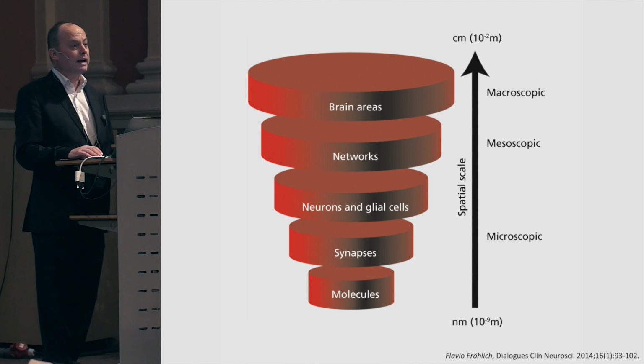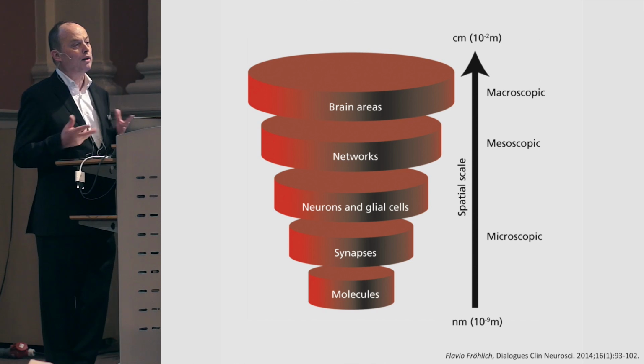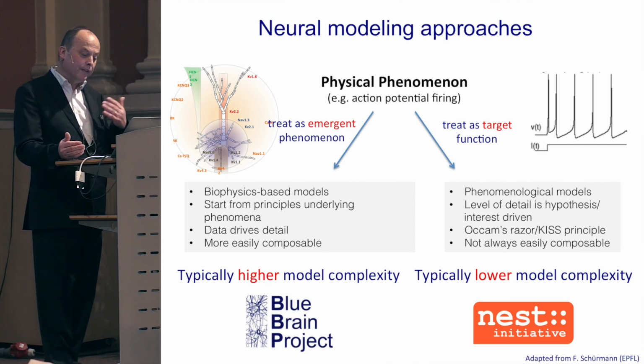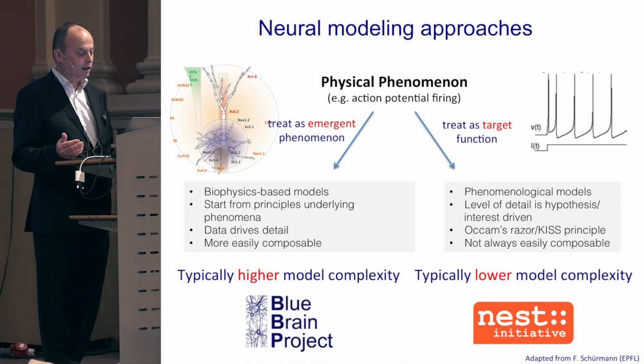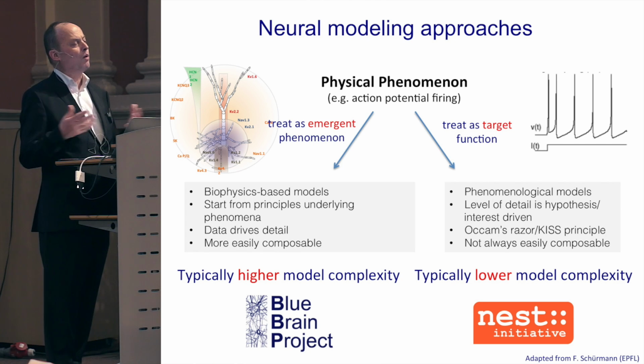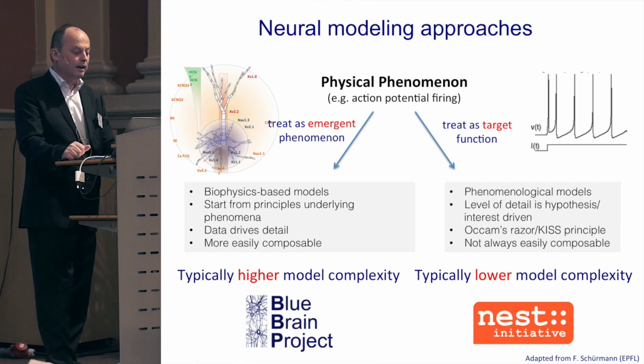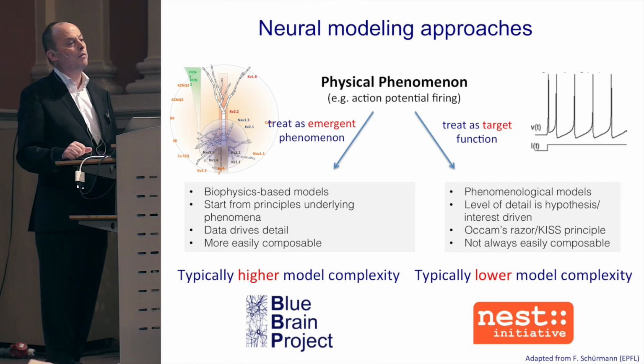Now, having those scales available for your modeling, the question is, how are you doing? How do you model a neuron, for example? Again, I think there are two basic approaches. One is to treat the physics of the neuron, the way it communicates, the way it sends information to neighboring cells, as what is called here an emergent phenomenon.